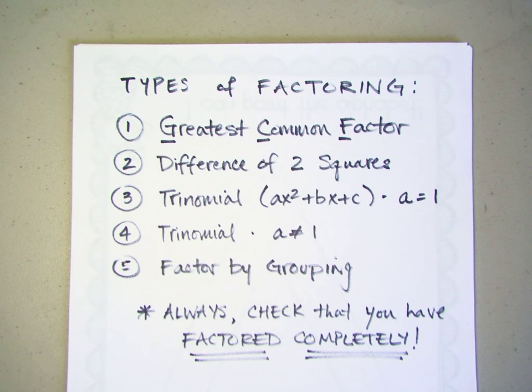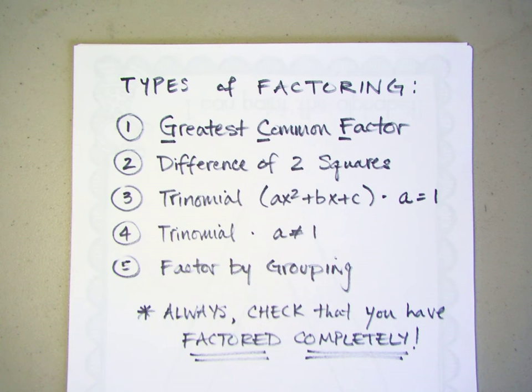The first one, always look for GCF, greatest common factor. Doesn't matter what type of problem you have. If you are looking at a factoring problem, this is the first thing, always look for greatest common factor. It's there for many reasons. Sometimes that's the only type of factoring you can do, and other times it's just going to make the rest of the problem easier in that the numbers will become smaller or other forms of factoring are going to be able to be done.